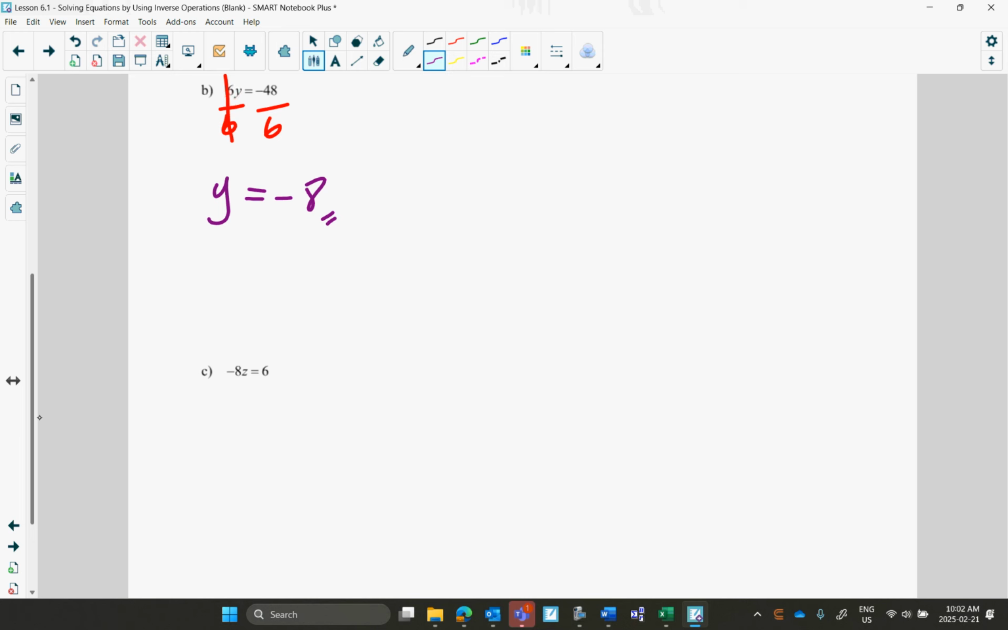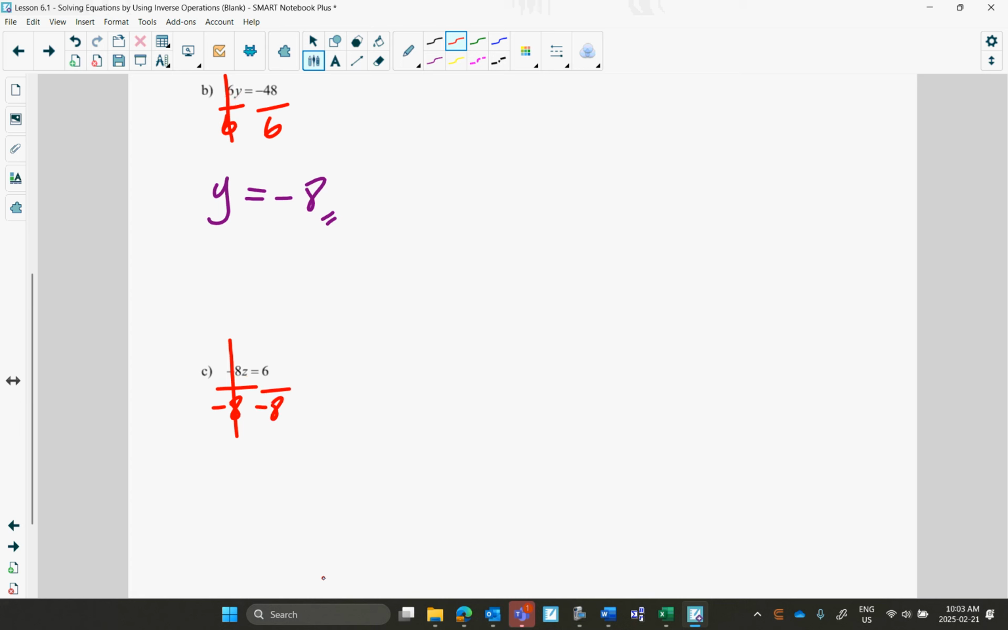This next one is one where students sometimes get confused because they see a -8 and they think that they have to add 8. But this is not -8. This is times -8, right? Because it's -8 times z. So how do I get rid of times -8? Divide by the exact same thing, -8. And those go. Which means I'm going to divide 6 by -8.